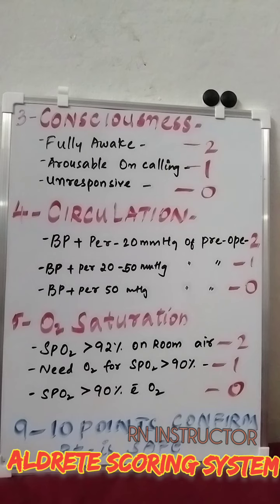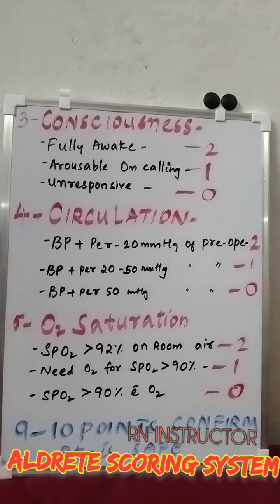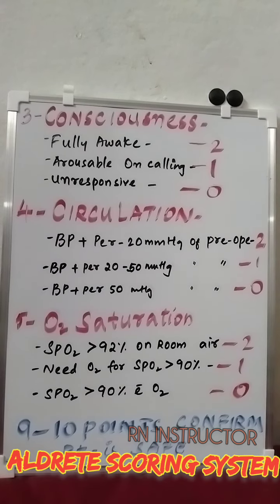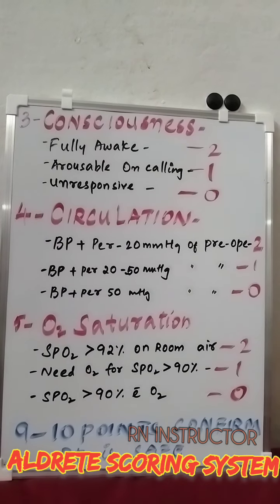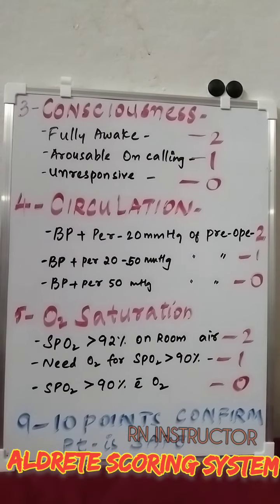Usually 9 to 10 points help in confirming the patient is in the safe zone after the operation, where you can discharge the patient from the recovery room.